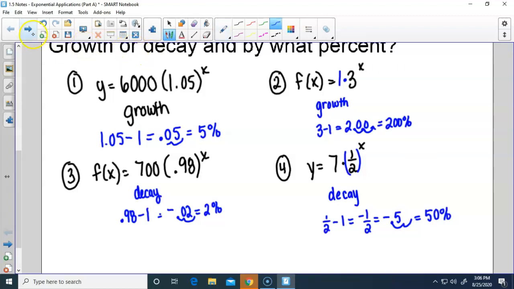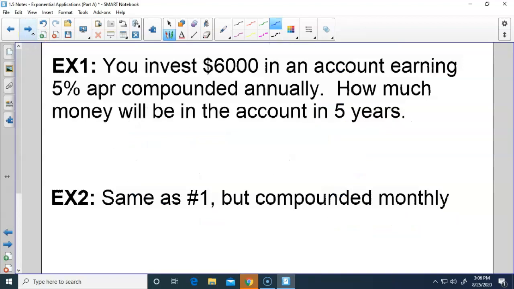Okay, now let's look at building some equations from situations. So we're going to start with just some compounded interest. So for example 1, you invest $6,000 in an account earning 5% APR compounded annually. How much money will be in the account in 5 years? So this APR is your annual percentage rate, and so we're dealing with an annual percentage rate, and we are compounding annually. So as long as those match, it's going to be a fairly straightforward problem.